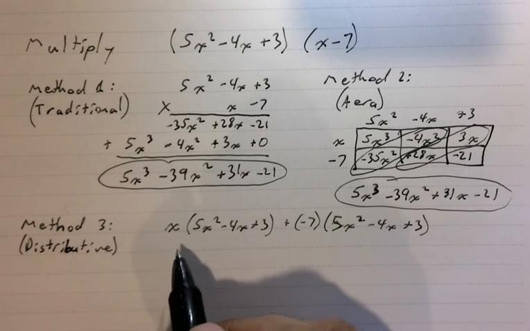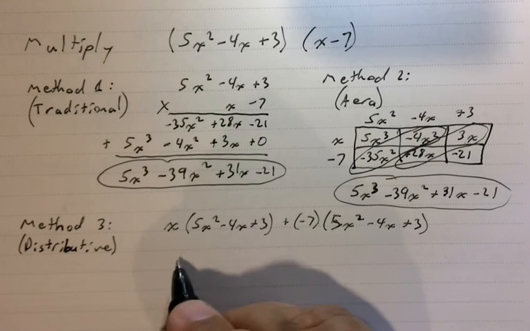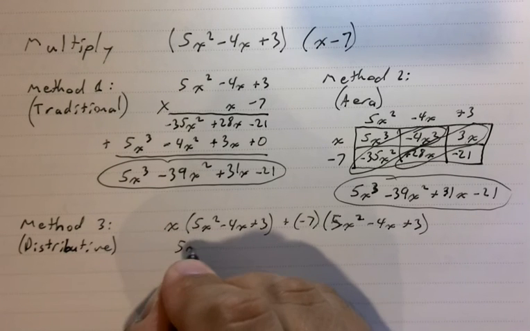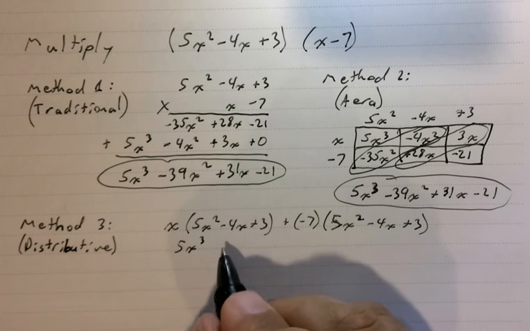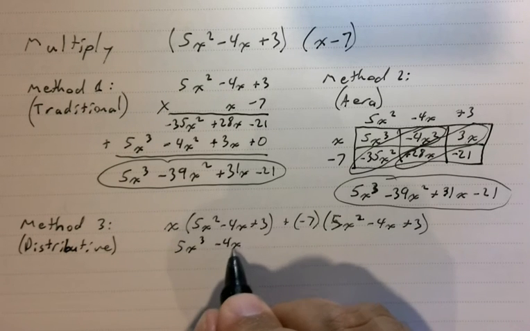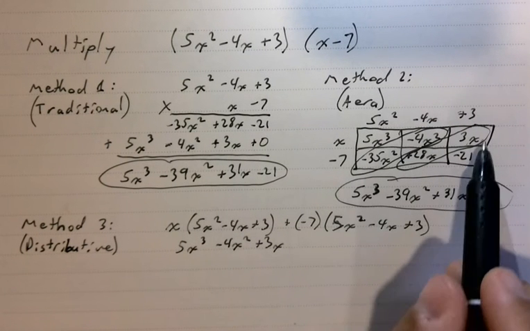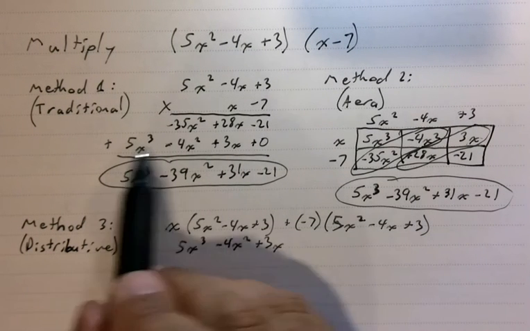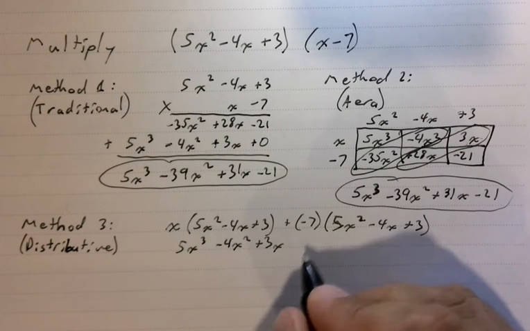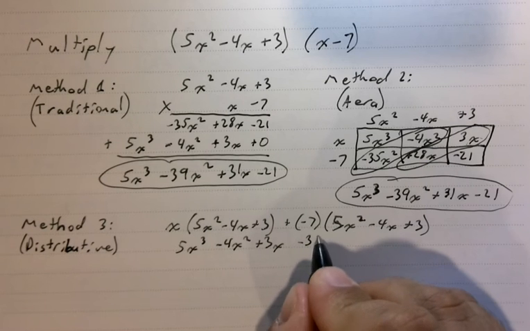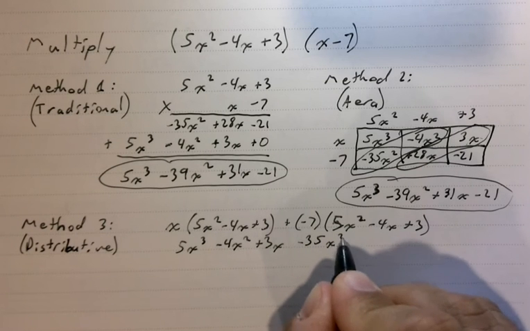And when I distribute, I get 5x cubed minus 4x squared plus 3x. Again, those little products are found in each of the other problems because, again, we're multiplying the same numbers, just organizing differently.